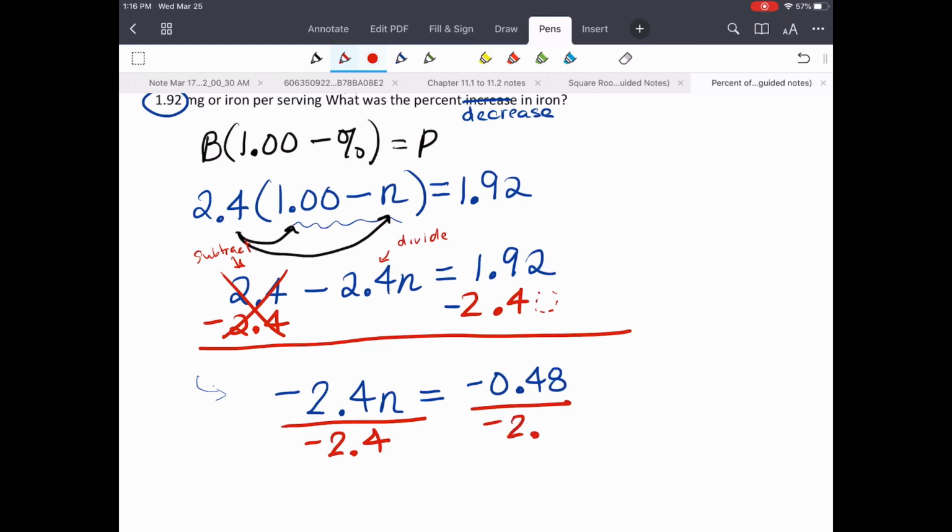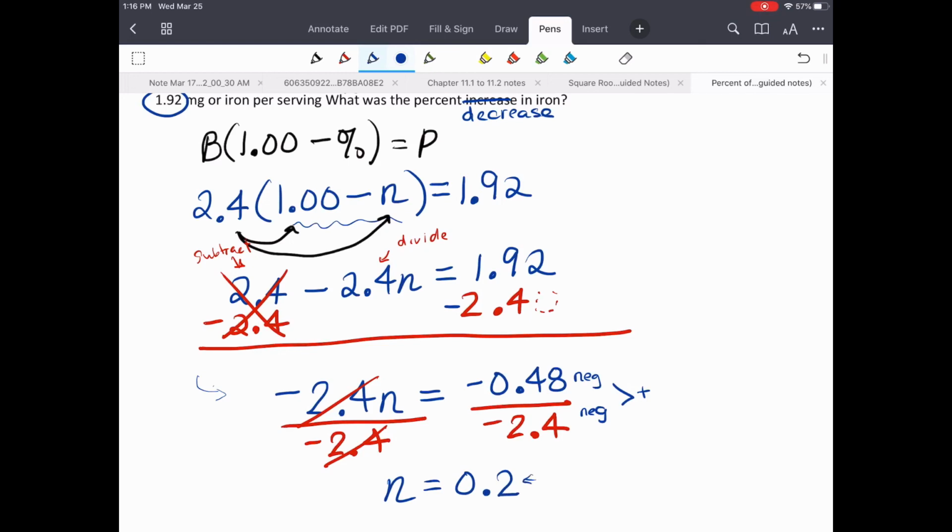These cancel out. They turn into 1. So we're just left with n. Then use your calculator for this. We have a negative divided by a negative, so that should come out to be a positive when we're all done. Don't even worry about the negatives right now. Just do 0.48 divided by 2.4. It should come out as a nice, neat decimal. You get 0.2, all right?